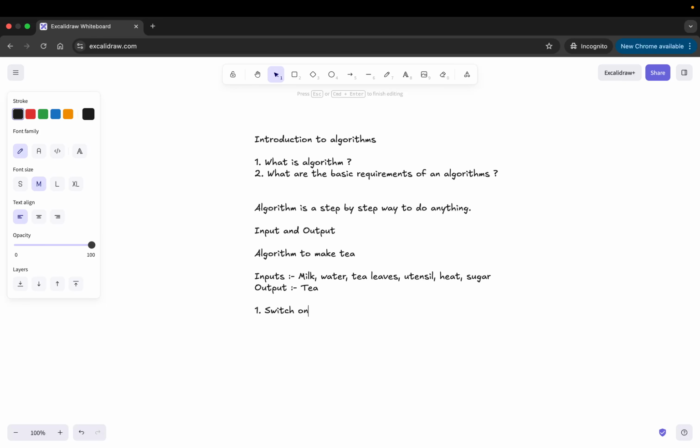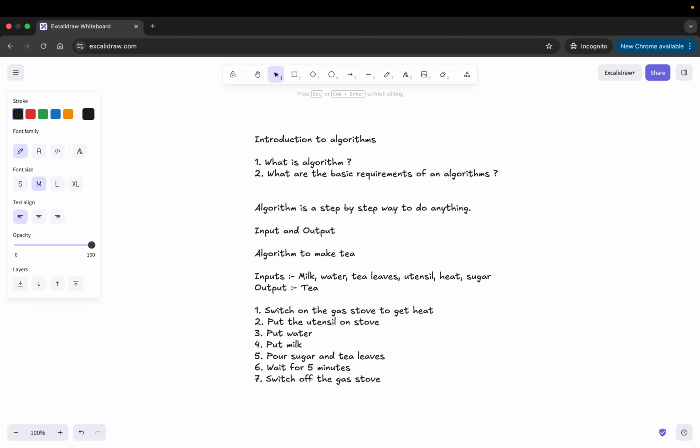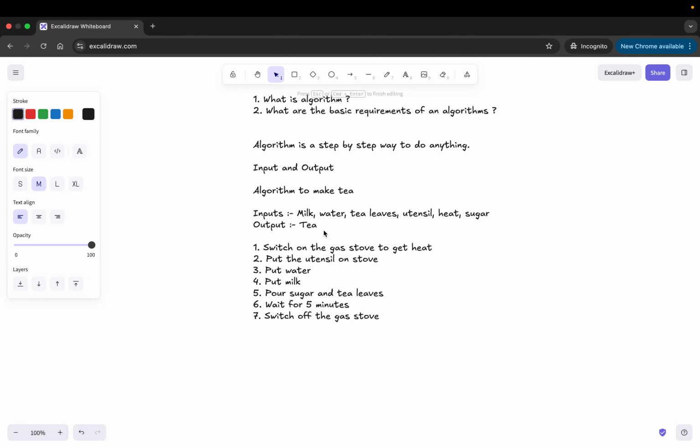Switch on the gas stove to get heat, put the utensil on the stove, put water, put milk, pour sugar and tea leaves, wait for 5 minutes, switch off the gas stove. That's it, right? So we have 7 simple steps to make a tea.